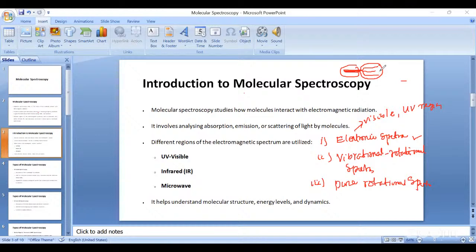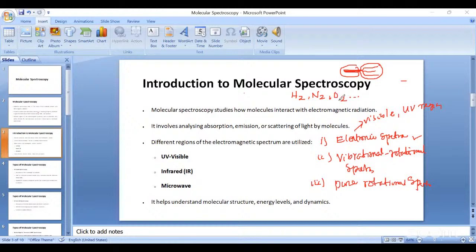These electronic spectra are observed in the case of heteronuclear as well as homonuclear diatomic molecules. So what do heteronuclear and homonuclear mean? If you take H2, this is an example of a homonuclear molecule. And if you take N2 or O2, we also call these homonuclear molecules.